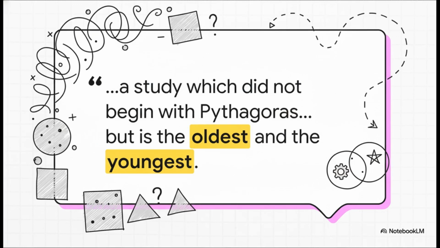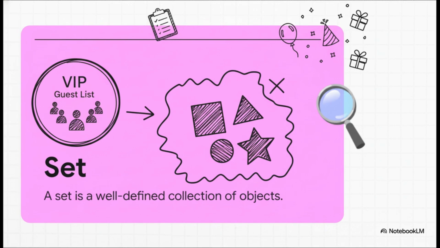I love this quote from G.H. Hardy. It just perfectly captures how math is this timeless thing that's always evolving, but always fundamental. In set theory, it's a perfect example of that. So, here's the official definition. A set is a well-defined collection of objects.